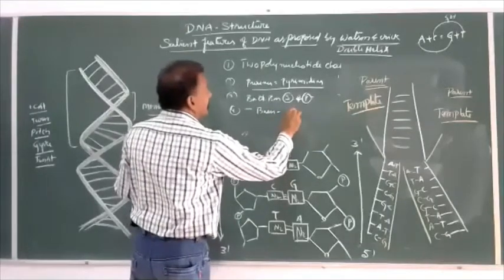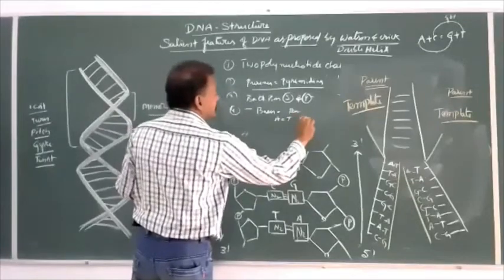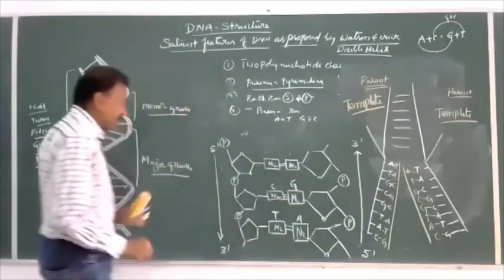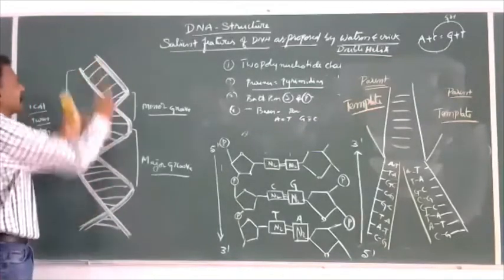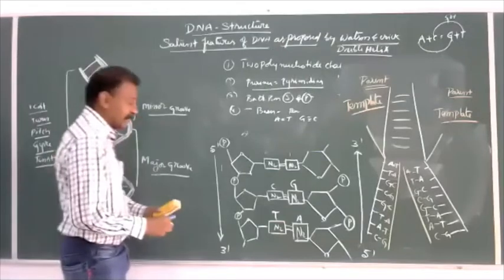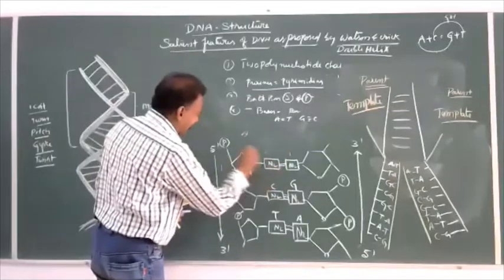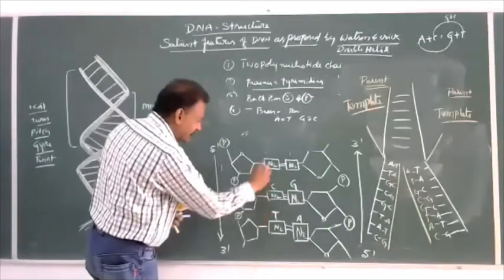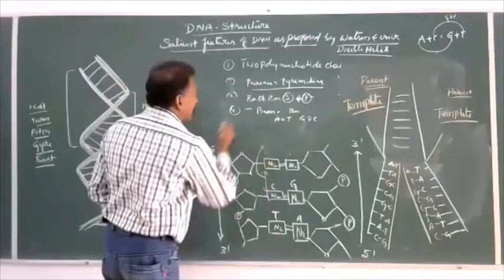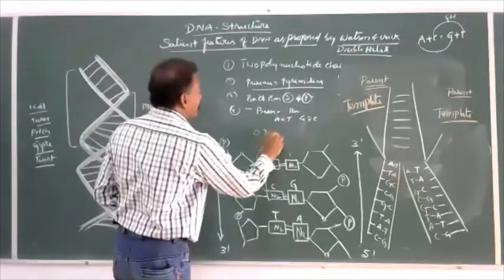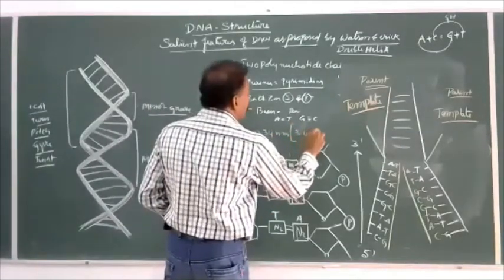Inner projecting structures are called bases. Bases bond with the opposite bases: A is equal to T and G is equal to C. And always in a DNA molecule, the distance between one nucleotide and another nucleotide is, according to Watson and Crick, 0.34 nanometers or 3.4 angstroms.